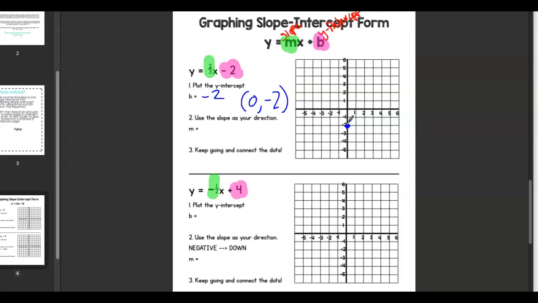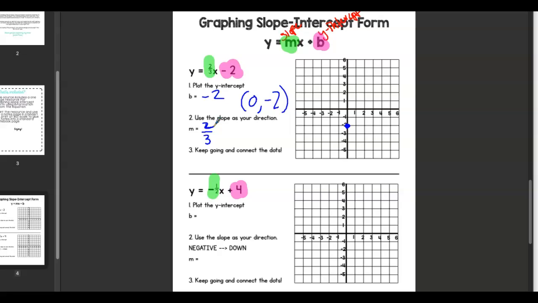Josie, do you have a question? Okay. Number 2, use the slope as your direction. What is your slope? 2/3. So M equals 2/3. What does that mean, though? What does the 2/3 mean? Division? No, not in slope. Michaela? No? What is slope? It's the rise over run.